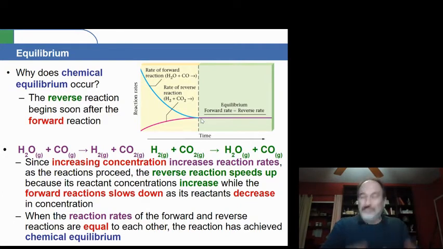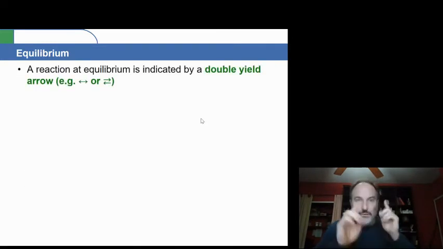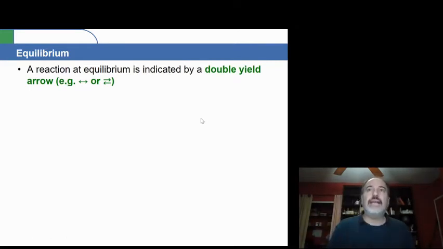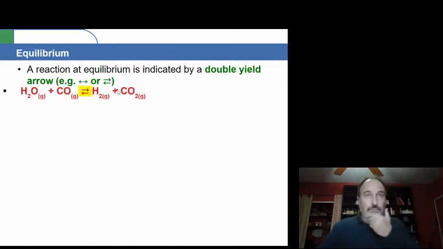All right. Big concept to get here, but it's a very important one. And we're going to see how this concept of dynamic equilibrium works in the activity dynamic equilibrium. But a few things to note about it. First of all, a reaction at equilibrium is indicated by a double yield arrow, either by a single arrow that has two arrowheads on it, or by a reaction arrow like this, where you have one forward and one reverse. For example, what you see here.